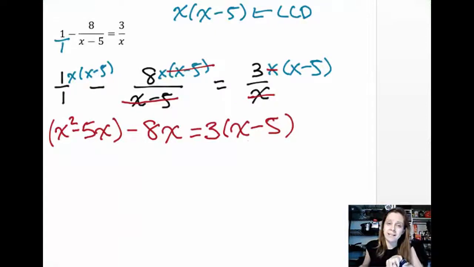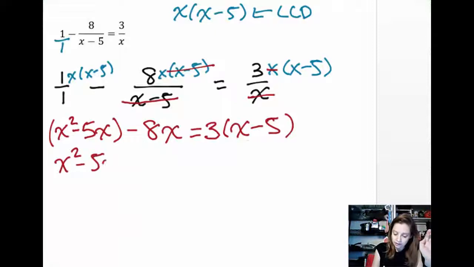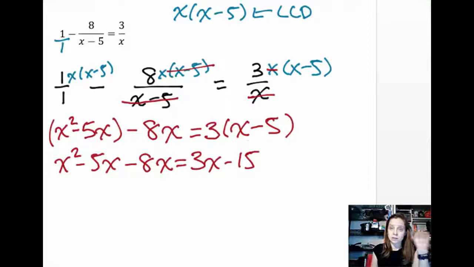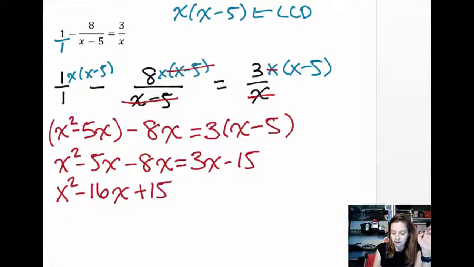By multiplying every term by the least common denominator, I get rid of the denominators, and now I have an equation that I can solve. Don't need the parentheses anymore. Minus 8x equals, distribute the 3, 3x minus 15. This is a quadratic. I see I have an x squared. So I'm going to move everything to one side, make one side 0, so I have x squared, negative 13x minus 3 is negative 16x plus 15 equals 0.